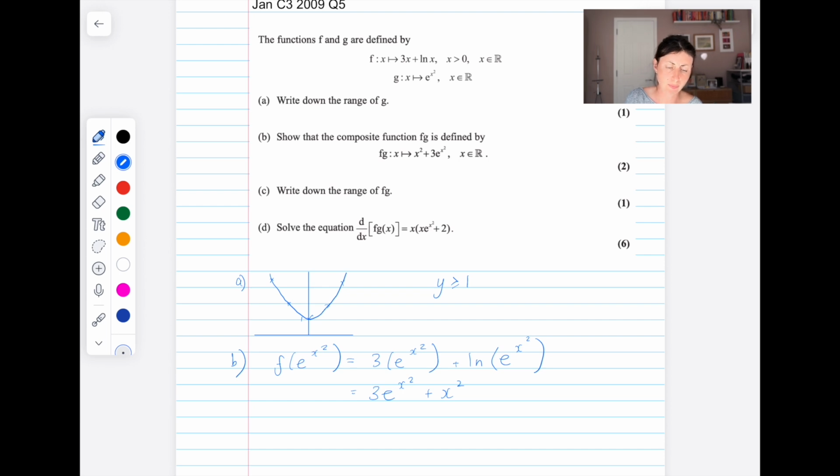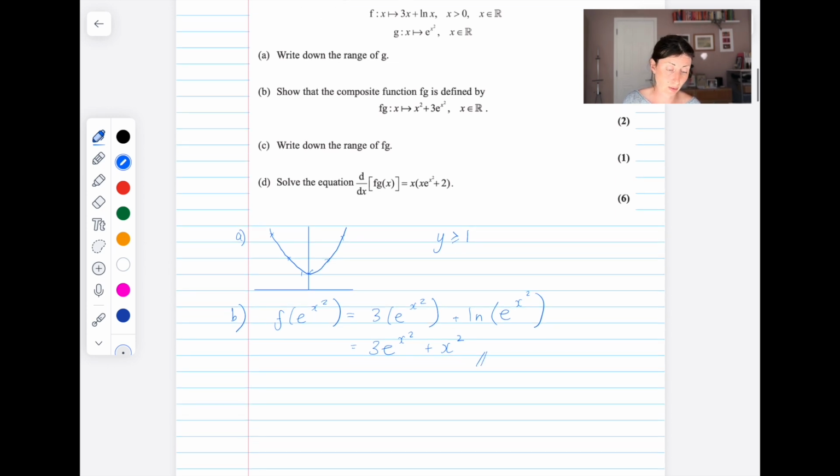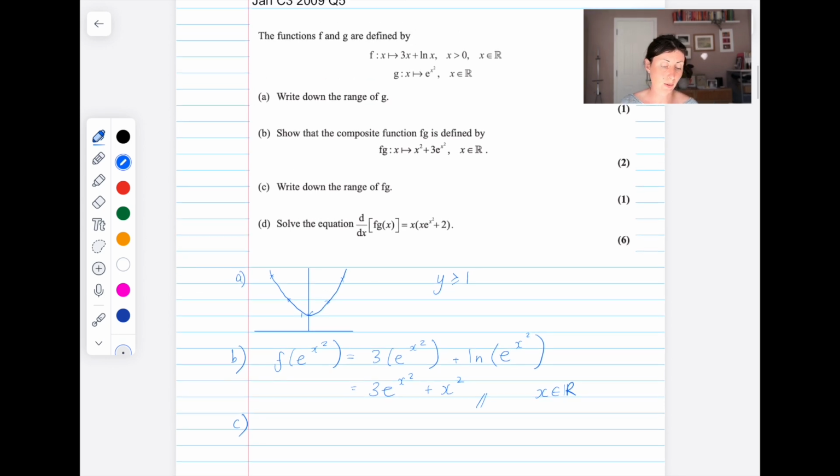It does mention the domain, but confusingly, that's not part of the marks. We could write it down just to be sure, but we don't have to show where that comes from. So now we know the domain, they've given it to us.